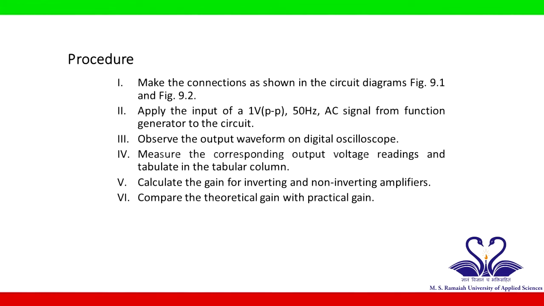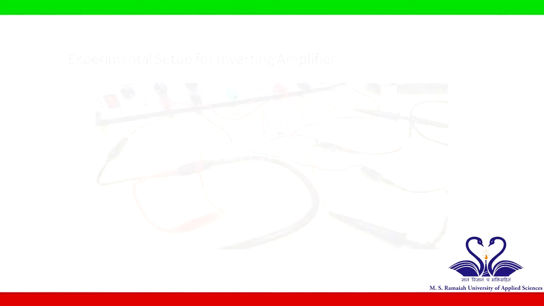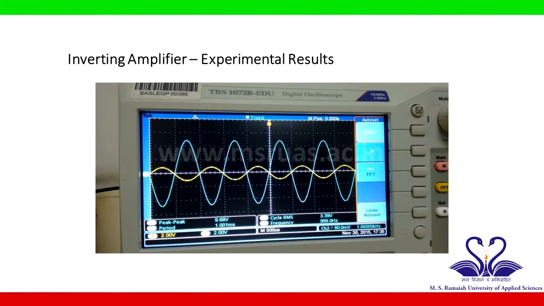Experimental setup is made as per the circuit diagram. Apply the input of a 1 volt peak to peak, 1 kHz AC signal from function generator to the circuit. Connect oscilloscope probes across the input and across the output. Observe the waveforms on the oscilloscope screen. Measure the input and output waveform. Tabulate it and calculate the gain. Figures show the experimental setup, breadboard connection and waveforms of an inverting amplifier on oscilloscope screen.